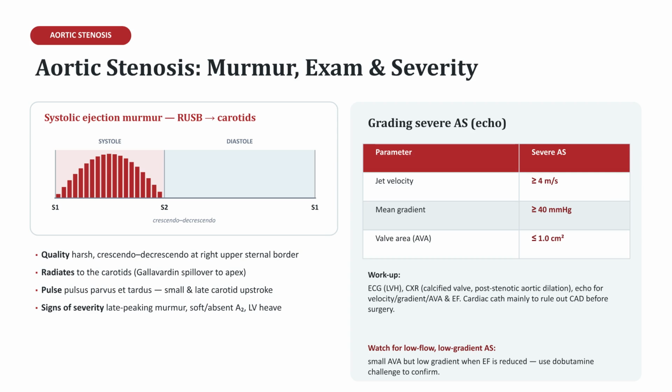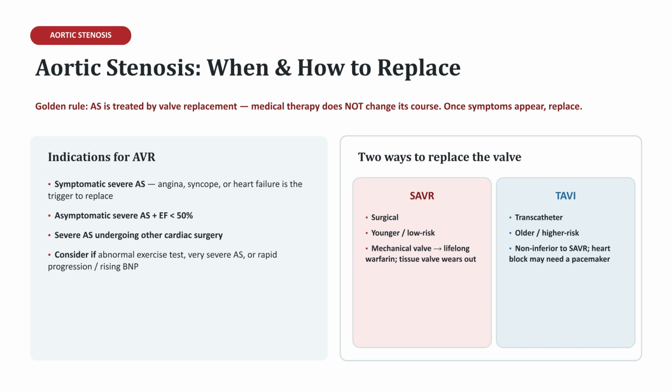Echo confirms the diagnosis with velocity and valve area. There is no medical therapy to fix a stenotic valve. Once symptoms appear or the ejection fraction declines, valve replacement is required. Options include surgical SAVR or transcatheter TAVR, chosen based on patient risk.